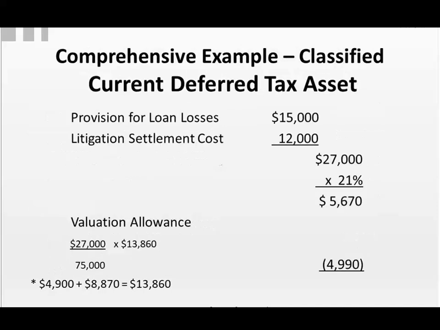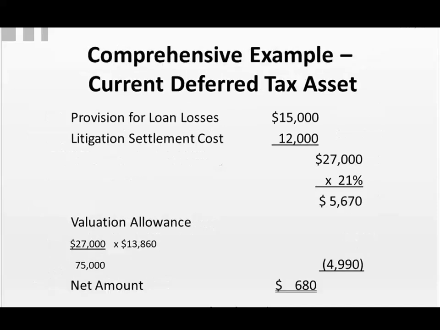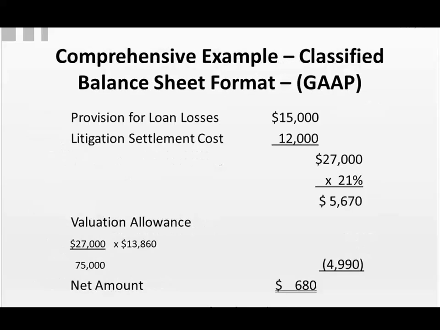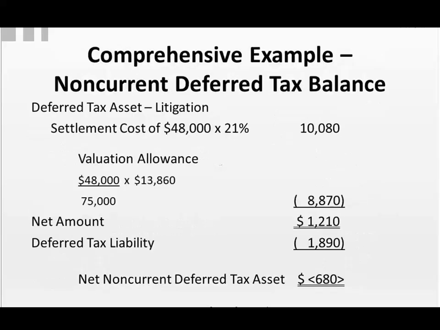Let me go one slide ahead. The 15 and the 12 gave me 27. 21% of that is $5,670, right? Everybody with me? $5,670. Go back one slide. That's that $5,670. That's the gross. And then I said, what is the non-current piece? Well, let me go forward. The non-current piece was the remainder, $48,000, the litigation settlement, patent infringement, whatever it was, times 21%, which gave me $10,080.